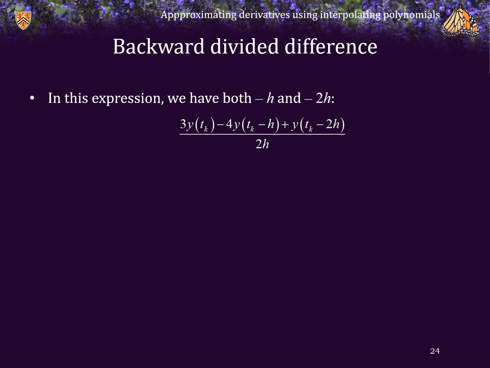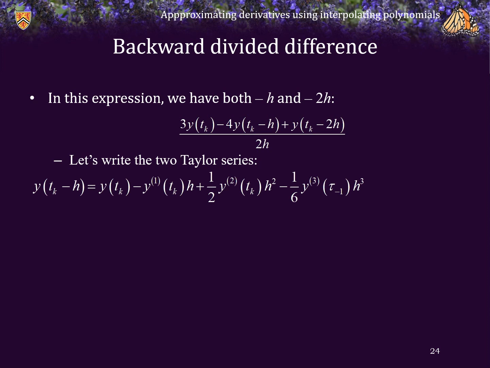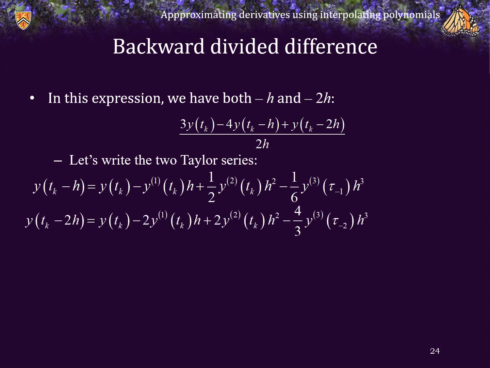All right, in the last approximation of the derivative, we had minus h and plus h. Here we have a term with minus h and another term with minus 2h. So let's write down these two Taylor series. There's the Taylor series for t sub k minus h and the Taylor series for t sub k minus 2h. Now, that formula above has negative 4 times y at t sub k minus h plus y at t sub k minus 2h. So let's take negative 4 times the first equation and add to that the second equation.